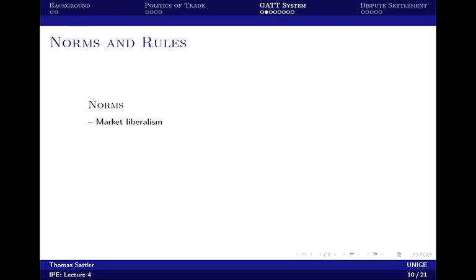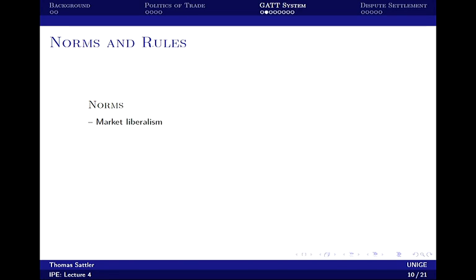So let's quickly talk about the rules. I touched upon them already a few weeks ago. In principle, these rules are based on certain norms. There's a deeper norm that is embodied by these institutions, the GATT system and the World Trade Organization. The first norm is clearly that market liberalism is a good thing.